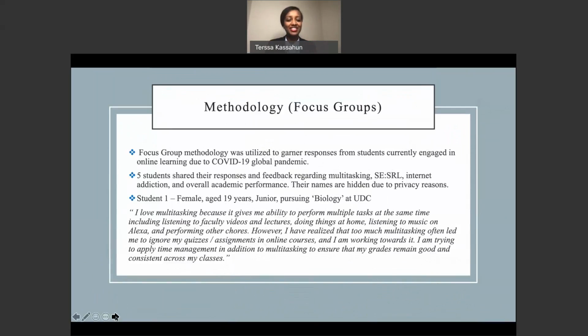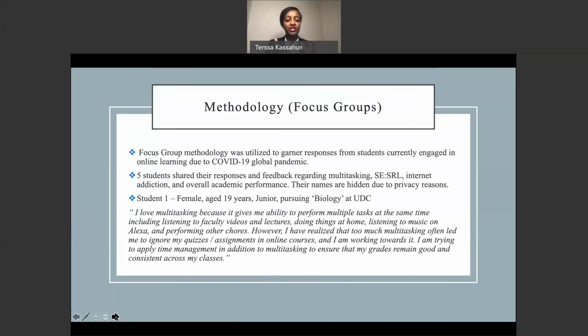The methodology I used is focus group methodology, which was utilized to garner responses from students currently engaged in an online learning environment or remote learning environment due to the COVID global pandemic. I received feedback from 5 students on how multitasking, self-efficacy for self-directed learning, internet addiction, and their overall academic performance is affected by multitasking. Their names are hidden for privacy reasons.